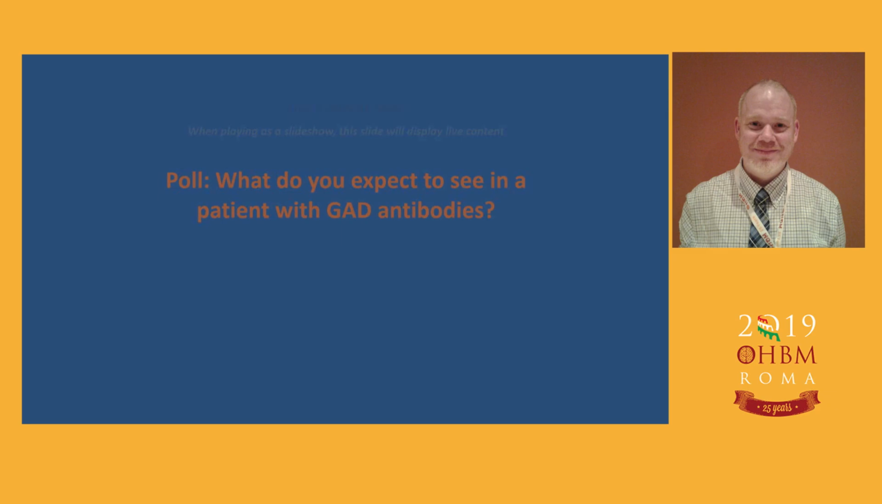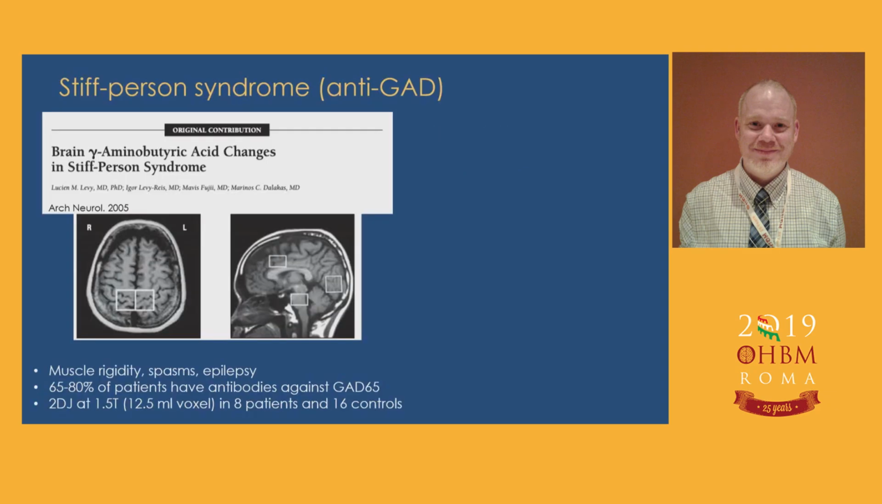So there's actually a disorder called stiff person syndrome. Stiff person syndrome is not very common, but it's characterized by muscle spasms, muscle rigidity, as well as epileptic seizures. It can mostly be diagnosed by titrating for glutamic acid decarboxylase antibodies. About 65 to 80% of patients have antibodies against glutamic acid decarboxylase 65, which means that that enzyme isn't working properly and is therefore not producing GABA properly.